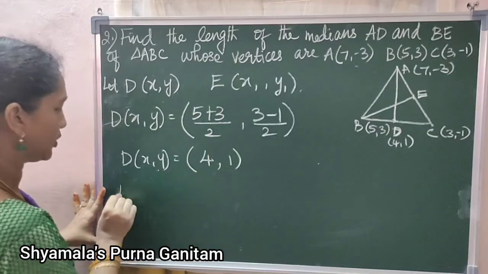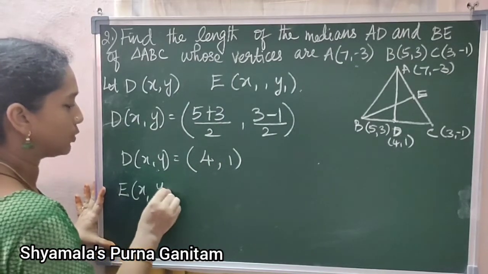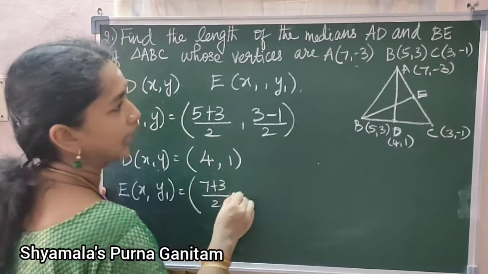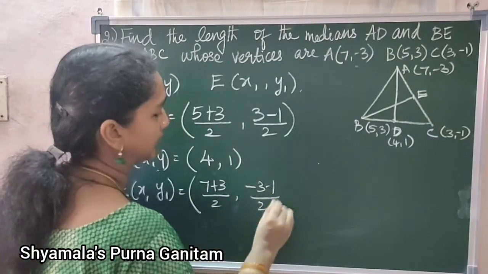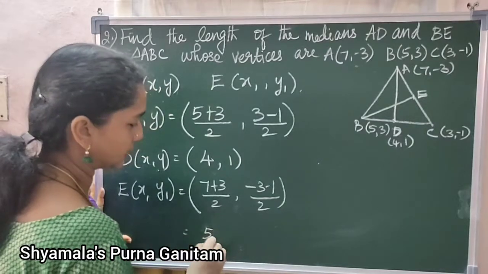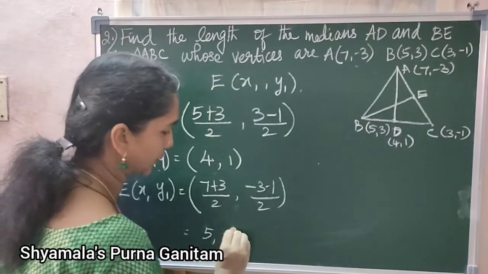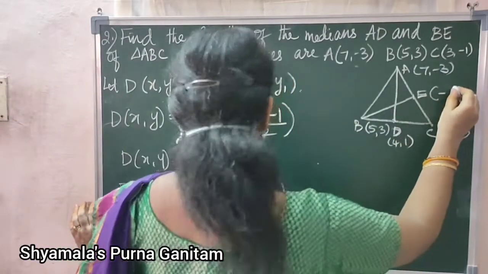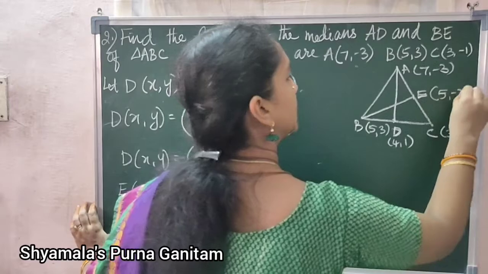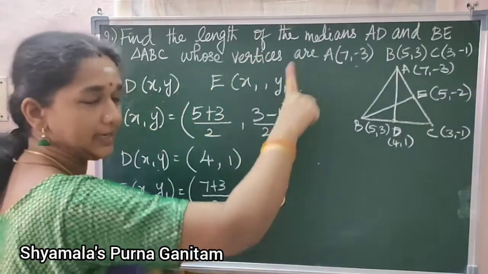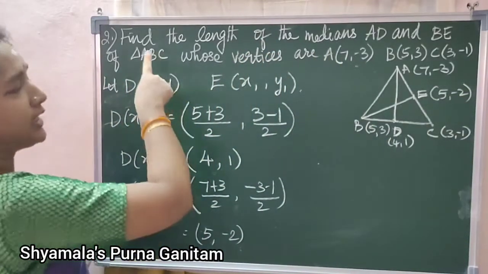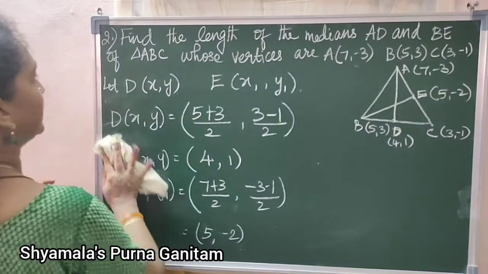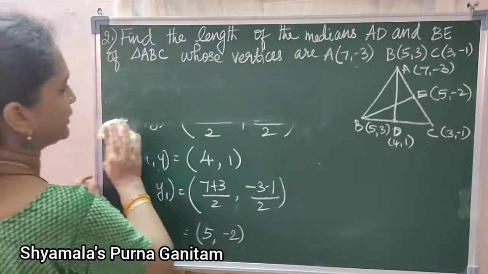Same thing for E also. So E is x1, y1. So it is 7 plus 3 by 2 and minus 3 minus 1 by 2. When you simplify this, you will get 10 by 2, 5, and minus 4 by 2, minus 2. So this is the midpoint 5 comma minus 2, the midpoint of AC. Okay, now they are asking you to find the length of the medians. Okay, so we will use the distance formula.